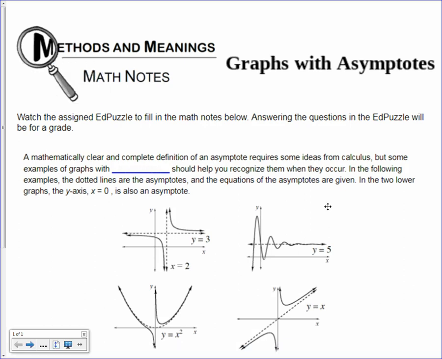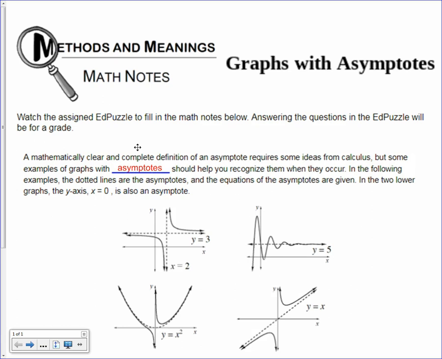The math notes for section 122 are on graphs with asymptotes. A mathematically clear and complete definition of an asymptote requires some ideas from calculus, but some examples of graphs with asymptotes should help you recognize when they occur. In the following examples, the dotted lines are the asymptotes, and the equations of the asymptotes are given.